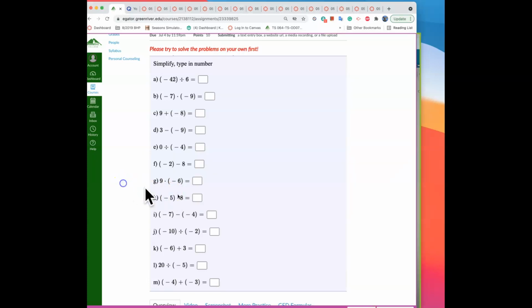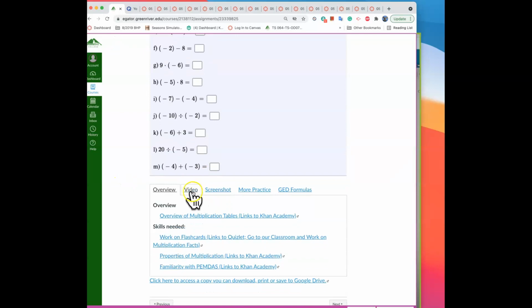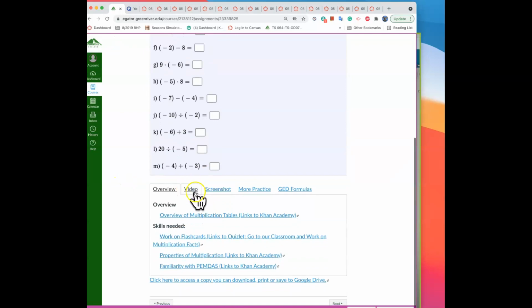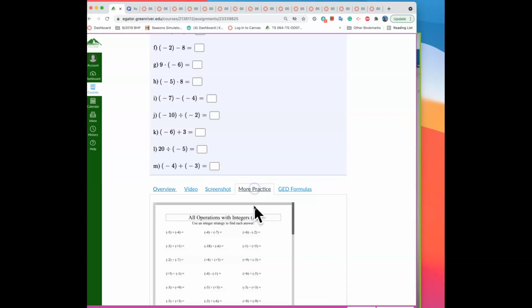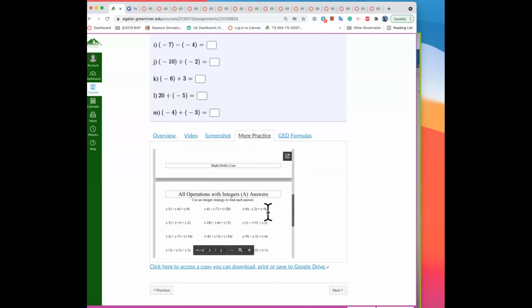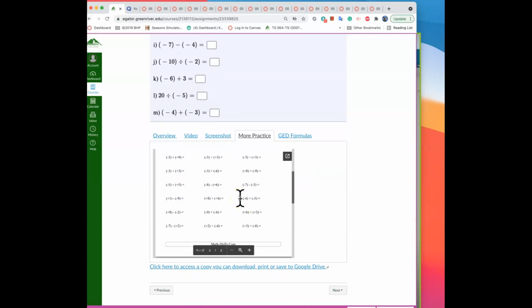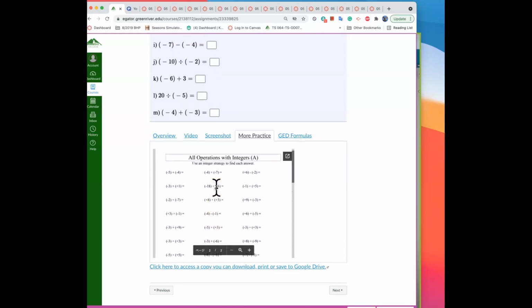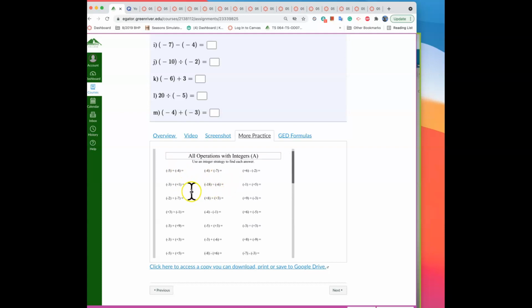If you need more practice and you're not sure, this video will be available here. There will be a screenshot of my tablet here. There's some more practice here. And as always, page 2 of the practice has the answers. And this has all 4 operations: multiplication, division, and addition and subtraction. And remember, the rules change slightly for each one.